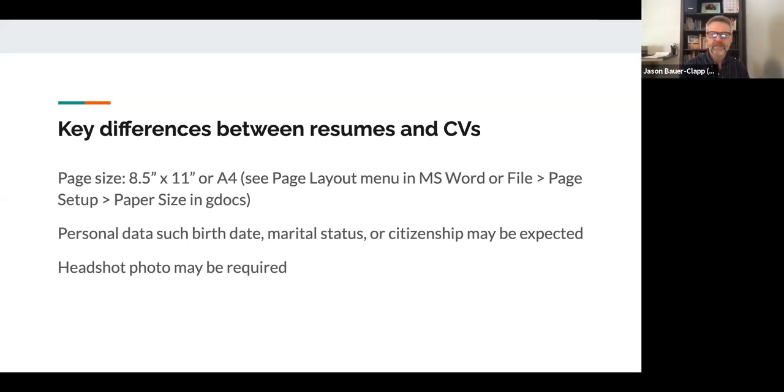Another thing that can feel very different and unusual if you're not familiar with it is that in many parts of the world, it is standard practice, it is expected, to include data like your birth date, your marital status, or perhaps even a picture. Whereas in the US, typically those types of things should not be included at all. So again, you kind of have to know what the local and regional expectations are. I'm going to talk a little bit later about some ways to find that out. So you just have to be familiar with those expectations and adapt to them.